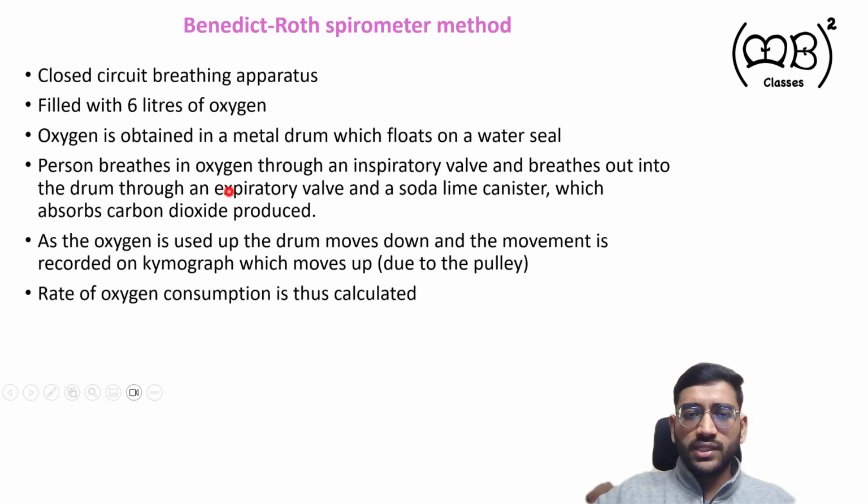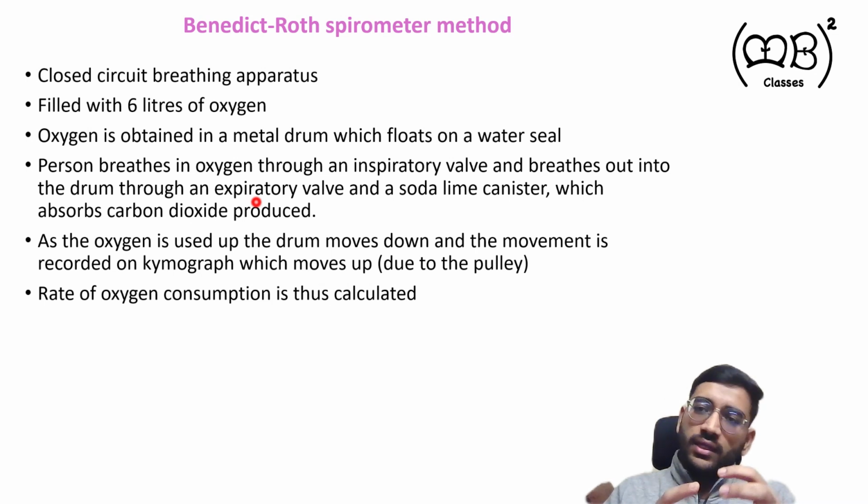So a person breathes in 100% oxygen through an inspiratory valve and breathes out into the drum through an expiratory valve. So the breathing out would go into the soda lime canister. The soda lime absorbs all the carbon dioxide which is being produced. So now the carbon dioxide which is exhaled is being absorbed, but the oxygen which is consumed is not being replenished again. It's not being filled again. So this is how the volume of that closed circuit would keep on decreasing.